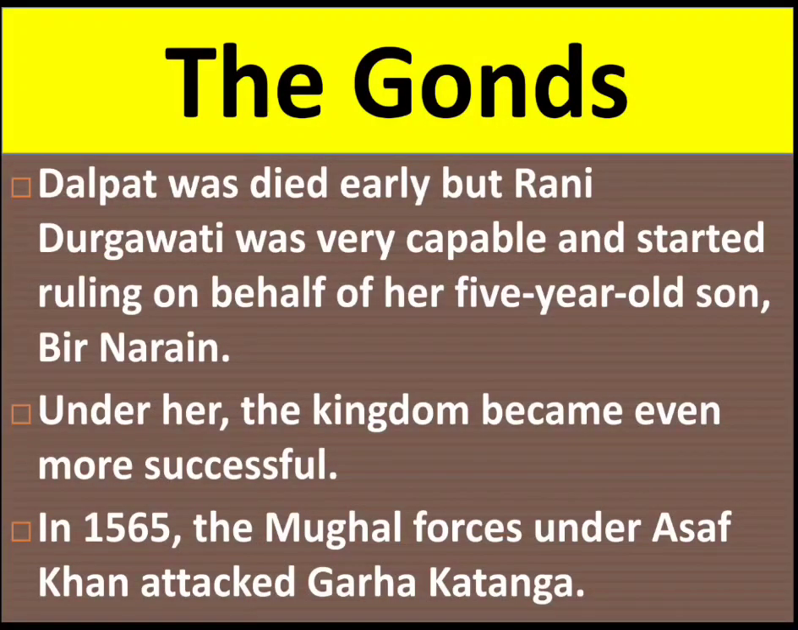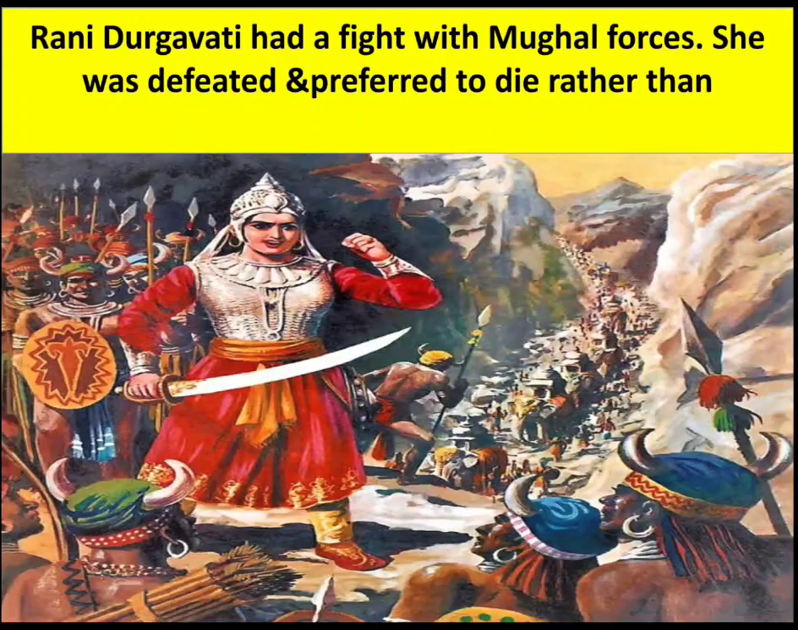Dalpat died early, but Rani Durgavati was very capable and started ruling on behalf of her 5-year-old son, Bir Narain. Under her, the kingdom became even more successful. In 1565, the Mughal forces under Asaf Khan attacked Garkatang. Rani Durgavati fought the Mughal forces. So could you see how brave she was? She was defeated and preferred to die rather than surrender along with her son.